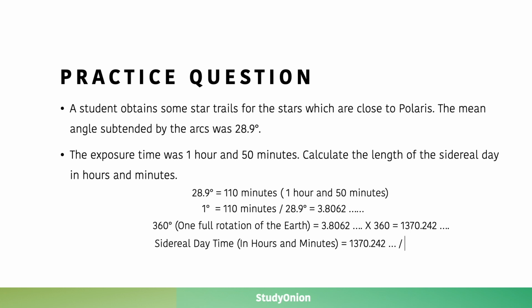To calculate the sidereal day time in hours and minutes, we do 1370.242... divided by 60, which gives us an answer of 22.837... Estimating this into hours and minutes, it is roughly 22 hours and 50 minutes, as 0.8 of an hour is roughly 50 minutes. You've got to be careful with that, because you don't want to give it as 22.83 minutes or anything along those lines. You have to make sure that you convert it into hours and minutes like I've done here, or just say 22.837 hours.